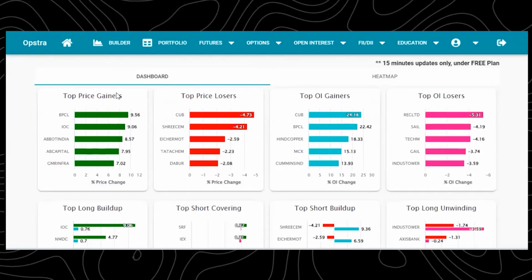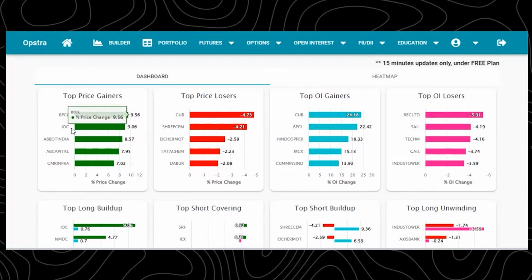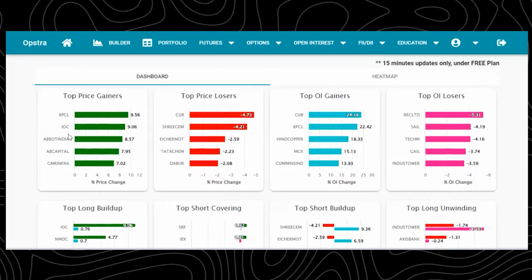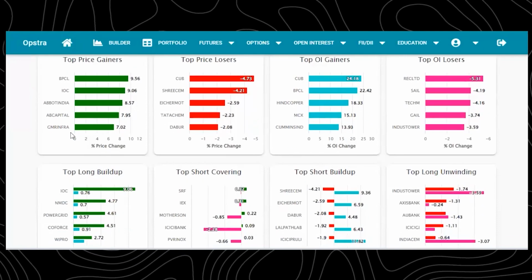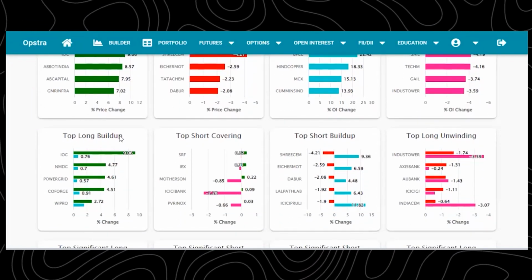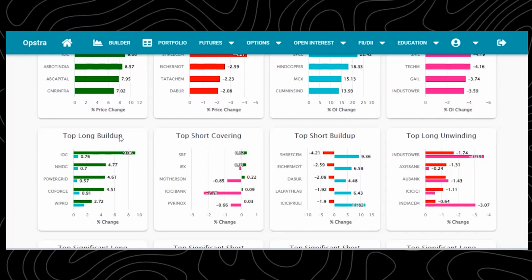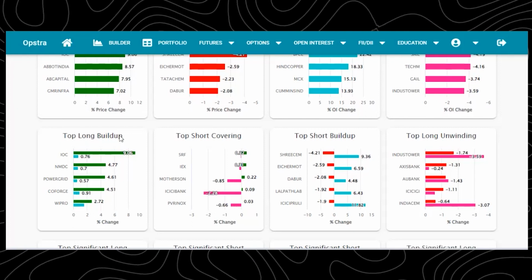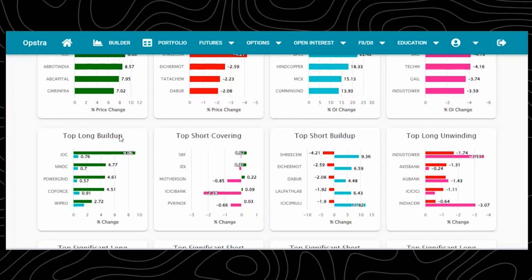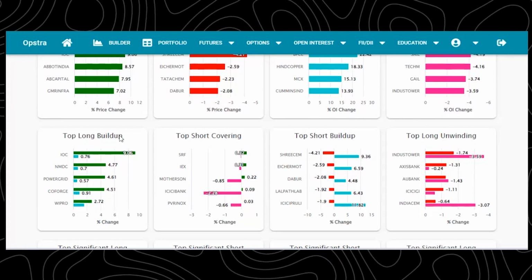Here I understand where today's top price gainers are. I see BPCL, IOC. These are the price gainers. But lower than that, I see where there is long build-up happening. What is a long build-up actually? I think you have already explained this. Just to give a brief, the price has increased and your OI has also increased. It means that new fresh contracts have been built in this particular stock.